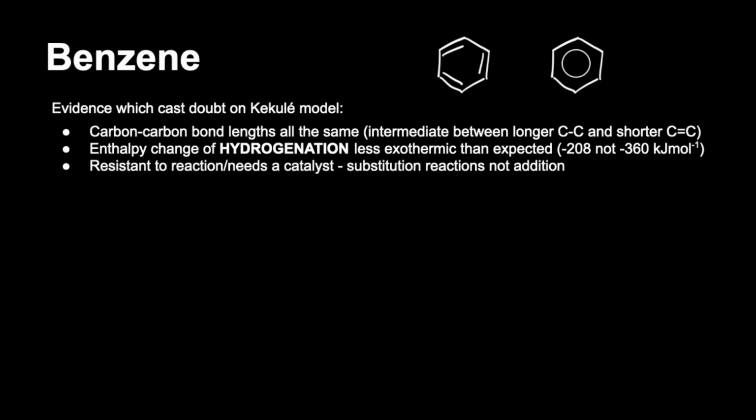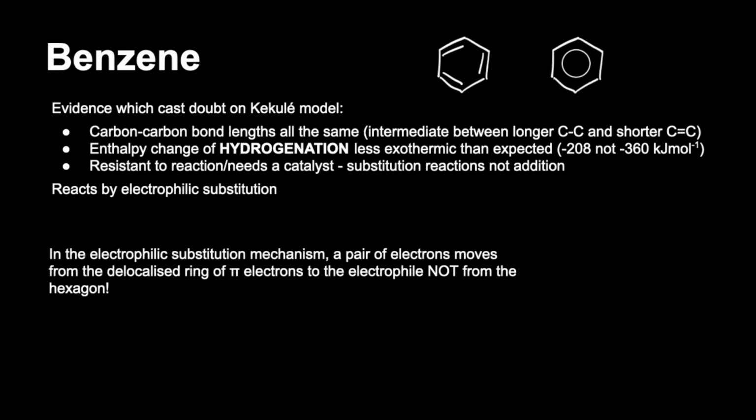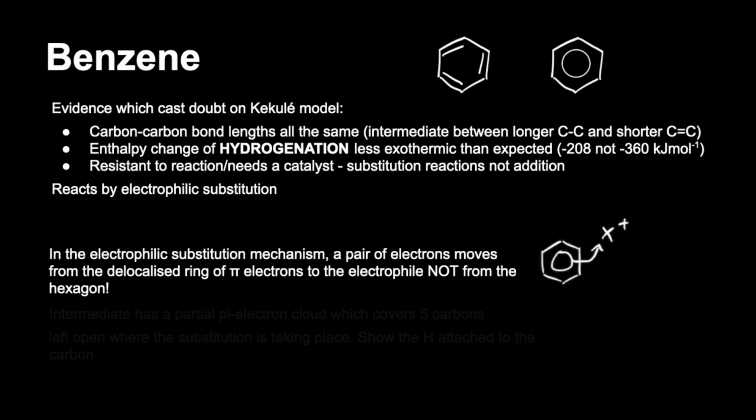The final bit of evidence was about how benzene actually reacted. They found that it was resistant to reaction. It needs a catalyst when it reacts, and it undergoes substitution reactions and not addition reactions. So we've just said it reacts by substitution, not addition. Well, it's actually electrophilic substitution. So we'll have a quick look at the typical mechanism for that. In the mechanism, a pair of electrons moves from the delocalized ring of pi electrons to the electrophile, not from the hexagon. So your curly arrow must start from the circle and go to the electrophile.